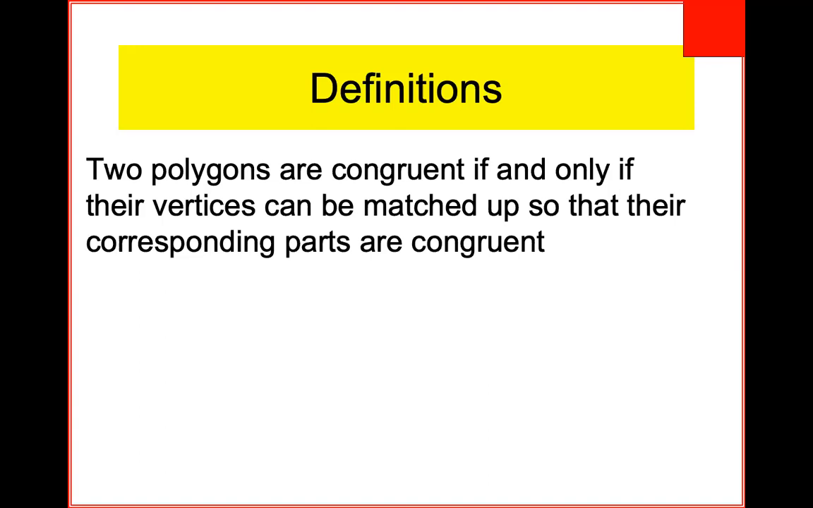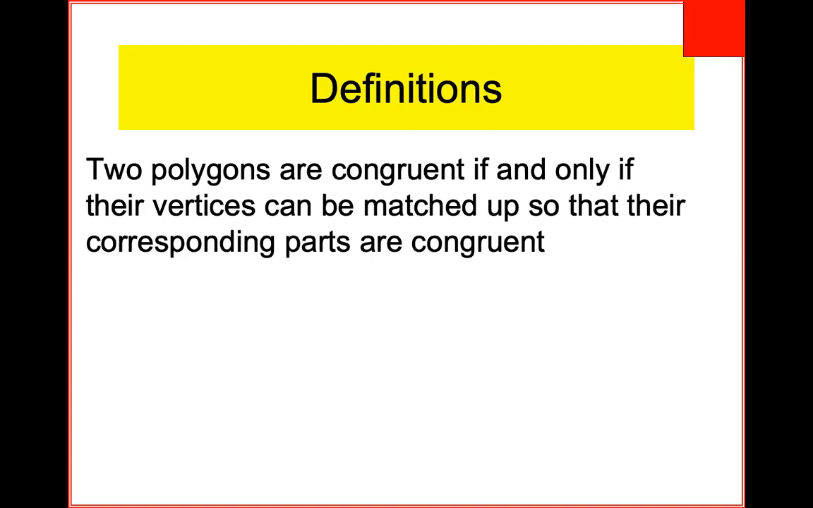So two polygons are congruent if you match up their vertices. If you match up the vertices, you're also matching up the sides. And when you match up the vertices, all the corresponding parts must be congruent. If that's the case, then the two figures are congruent.